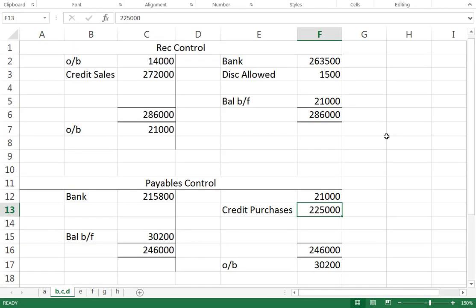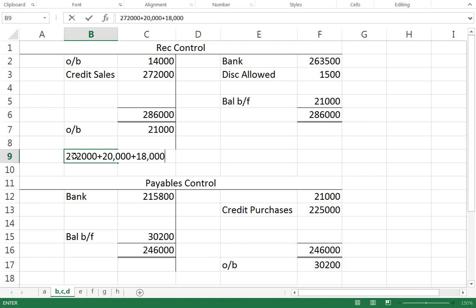The only extra little bit that I want to do is I want to say over here we've got credit sales of 272,000. We also have cash from receivables, lodgement for some cash sales, so 20,000. And then as well as that, it says to us in number 4, no, it's not in number 4, which one is it in now? Number 1, yeah. All cash received from customers was lodged except 18,000. So there's another 18,000 there to go.